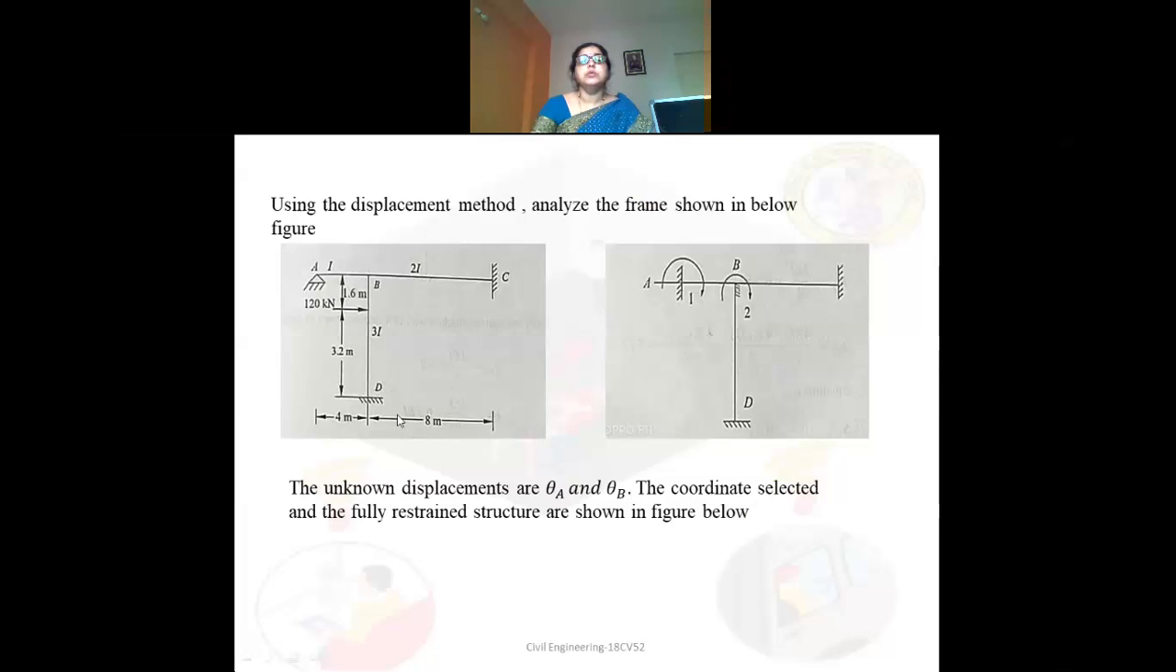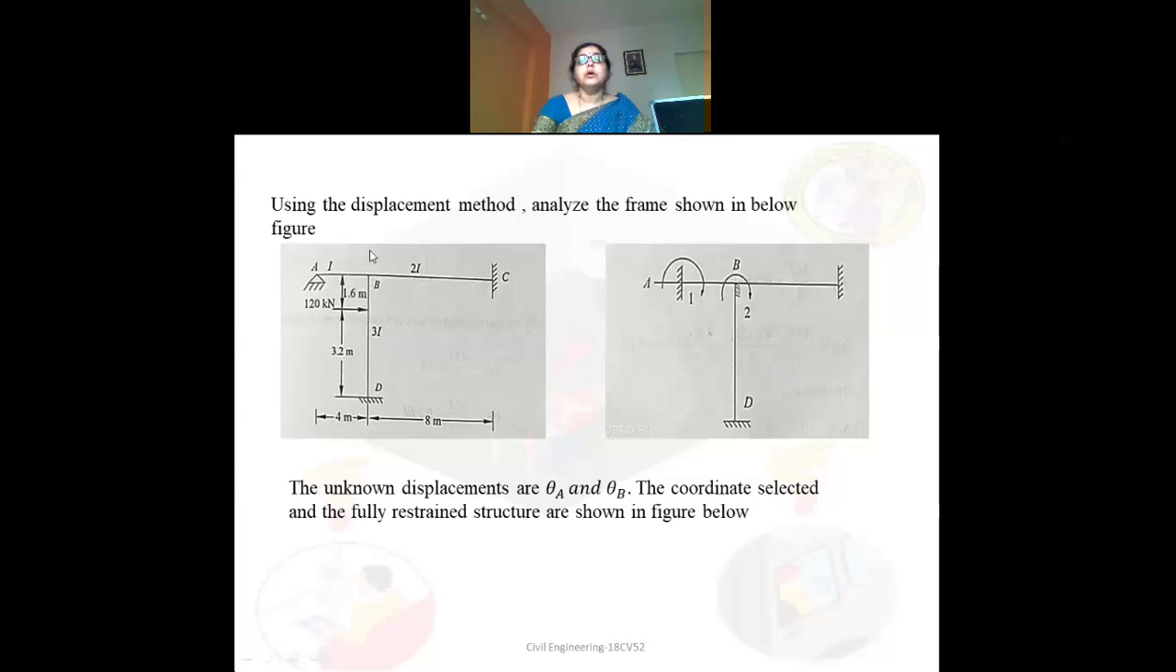Okay. So the unknowns are, since D and C are fixed supports, they will not allow any sort of translation or rotation. So you have rotation at support A, right? Even that will prevent horizontal and vertical translation. You have a rotation at A and at B.